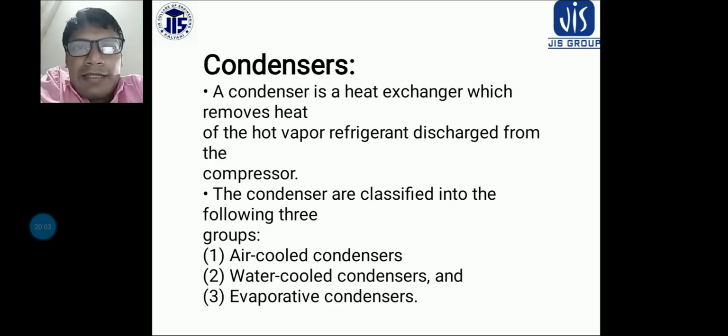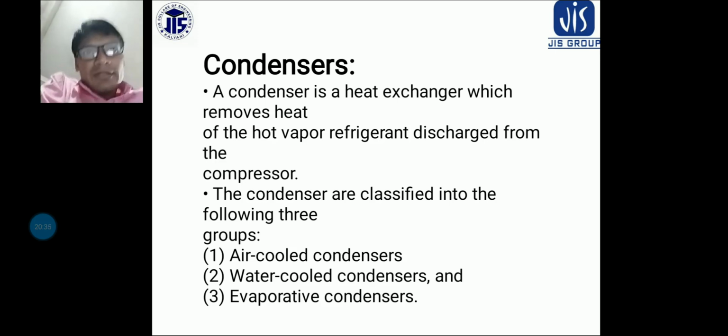It is taking the latent heat from the high temperature, high pressure vapor refrigerant, by the help of some water cooling, air cooling, or evaporative cooling. By the help of this process, the latent heat is taken, and some amount of heat is released to the surrounding, and at the outlet of the condenser we are getting high pressure, low temperature, liquid refrigerant. Okay, so I hope it is clear.